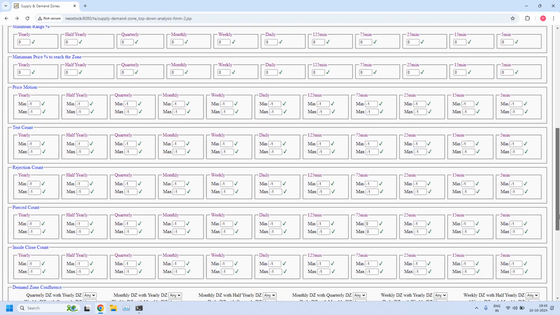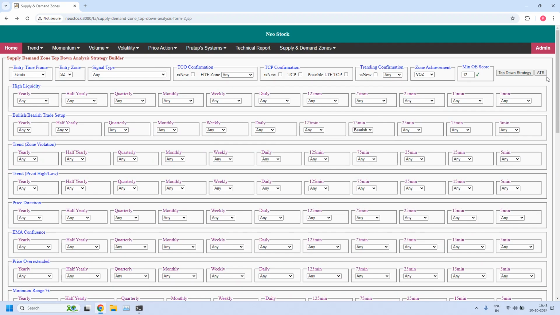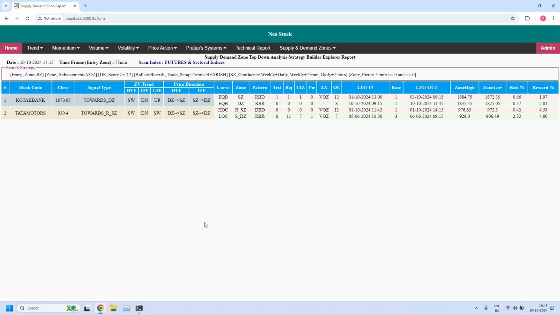So in the supply zone confluence, 75 minutes supply zone with weekly supply zone confluence enabled, daily supply zone with weekly supply zone enabled. Already 75 supply zone with daily supply zone is enabled. With all the three filters, we got two stocks: LTF, ITF, HTF confluence. Not looking for EMA filter because HTF trend is sideways.